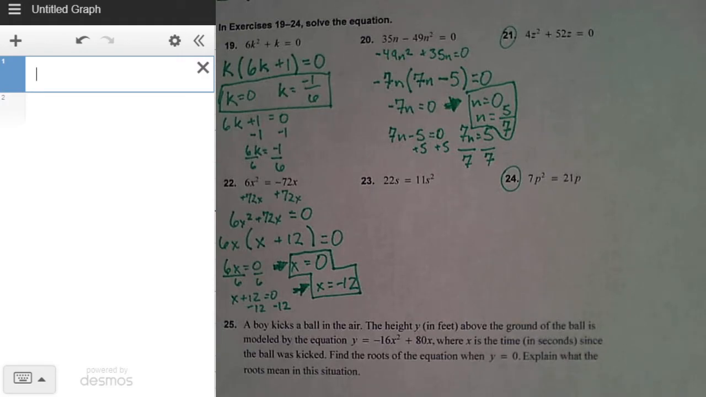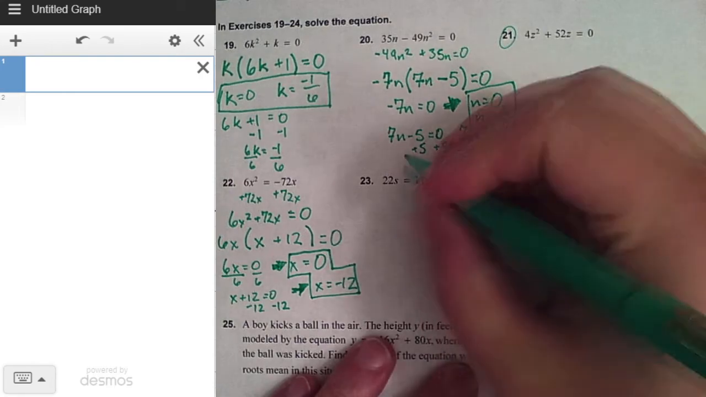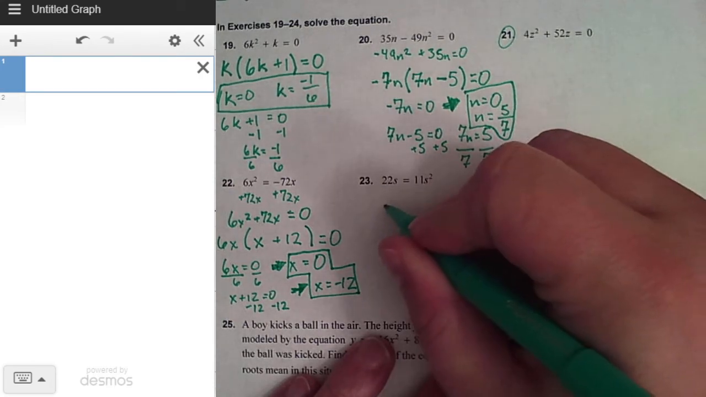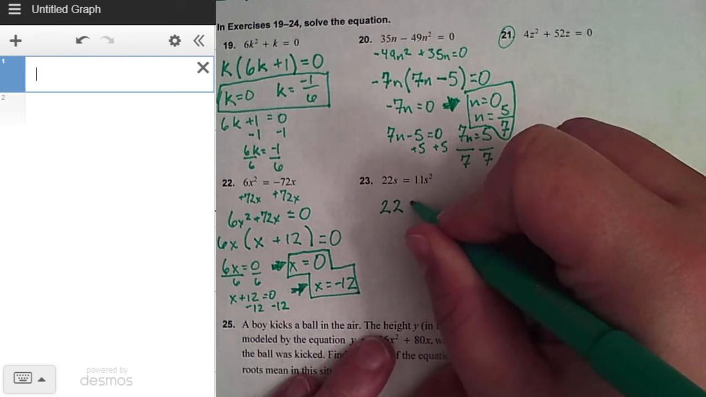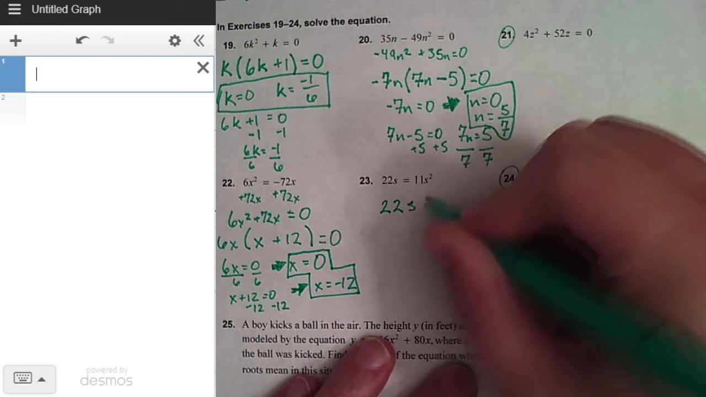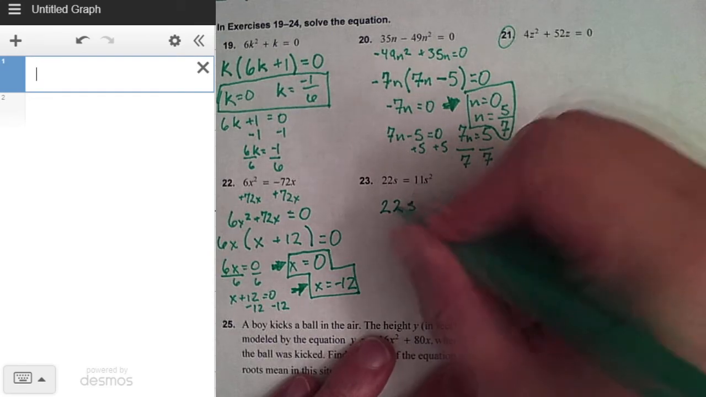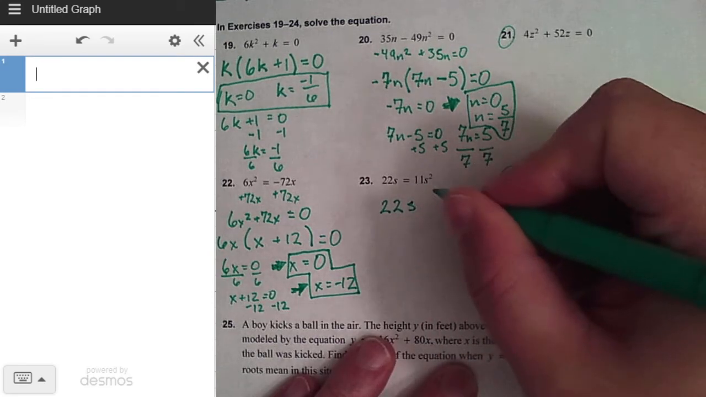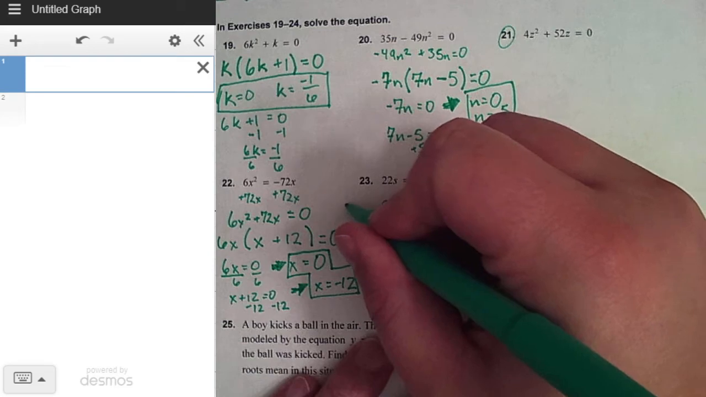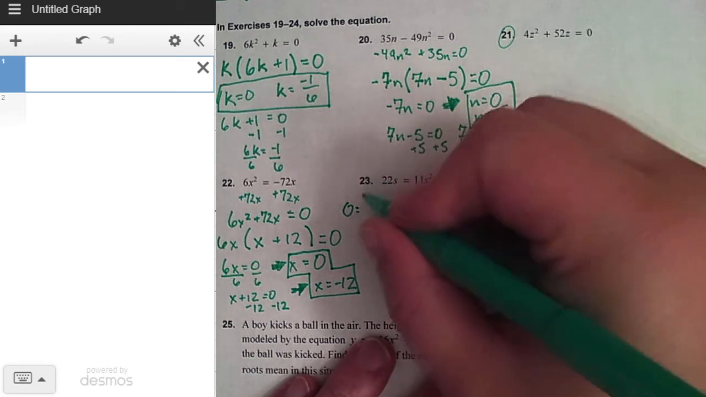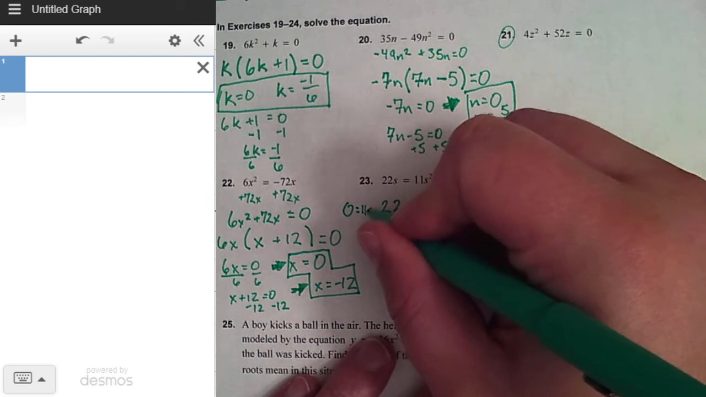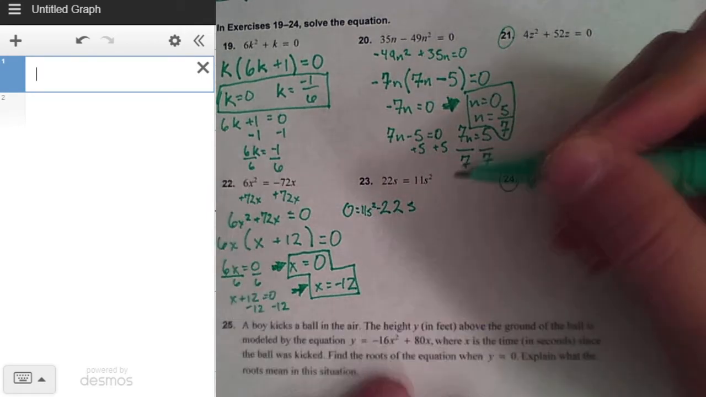So we have those, and we can go through and check that as well if we'd like. Going on to number 23, we have 22s, and we're going to end up subtracting that from both sides. And so now we're going to actually have 0 is equal to 11s squared minus 22s.